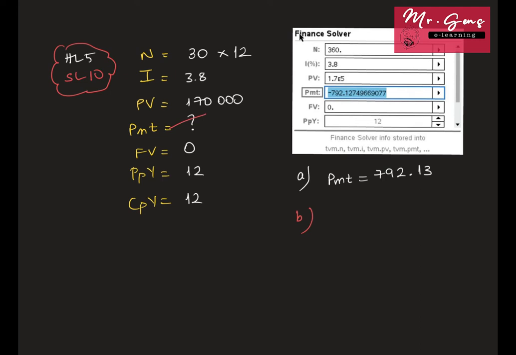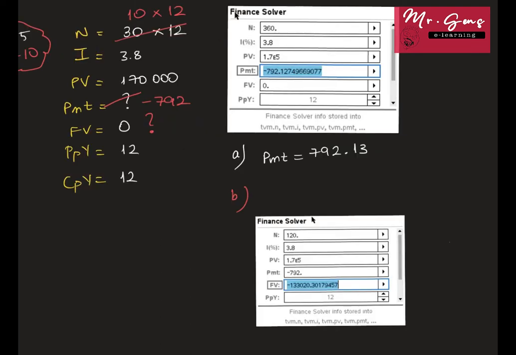They're asking about interest amount in the first 10 years. So we know the payment amount. So duration will be just 10 times 12. And we'll be finding the future value, remaining amount first. So here is the calculator screenshot. There is still $133,000 debt left.